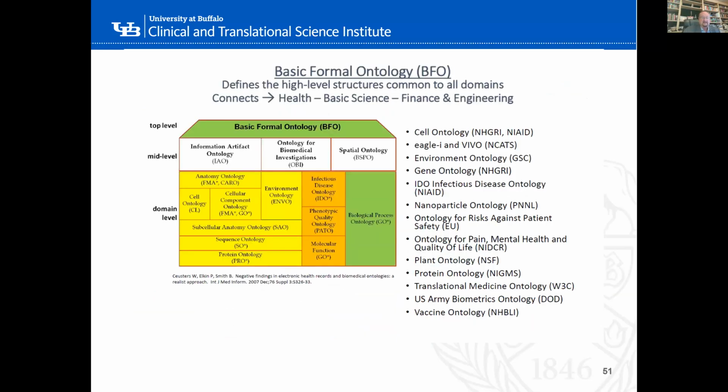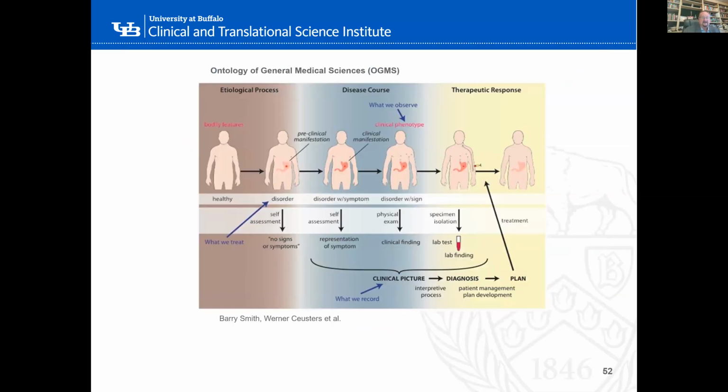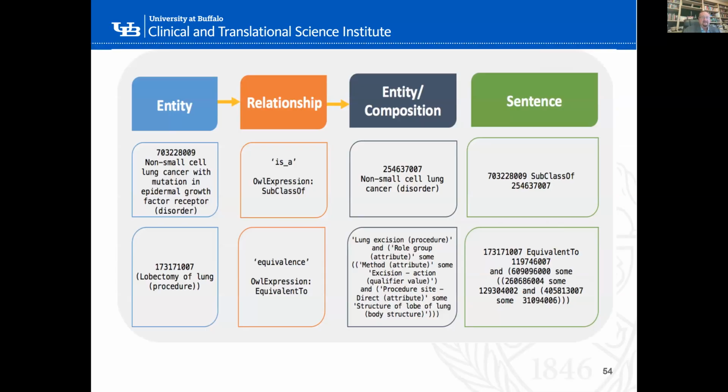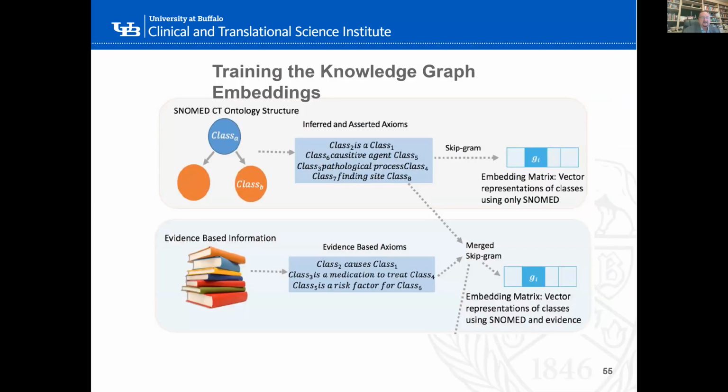In our department, we use ontology for knowledge engineering. We use the Basic Formal Ontology as our upper level ontology, which is a scientific ontology, and the Ontology of General Medical Sciences as our domain ontology. And then we use SNOMED, LOINC, and RxNorm as the detailed ontologies underneath them. And we've built sentences out of that, which become knowledge graphs and graph embeddings.